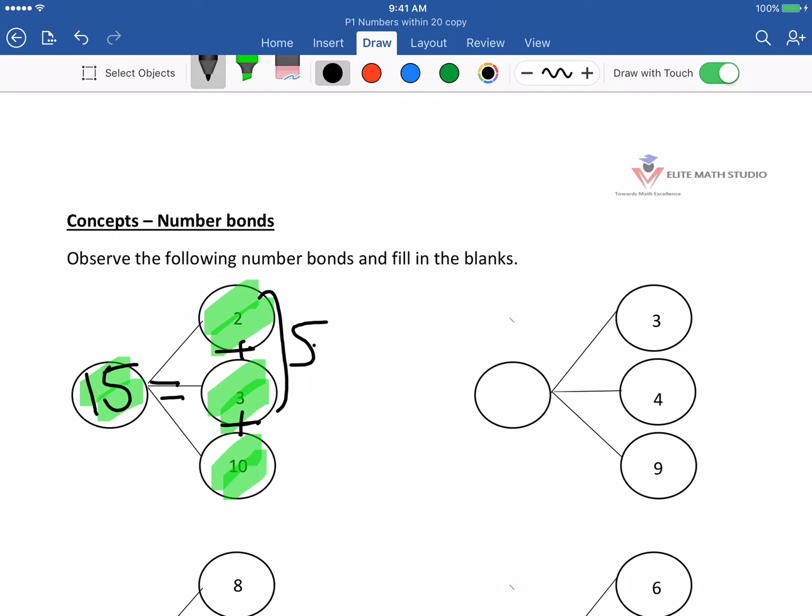Same thing, if you can do it mentally, that would be good. If you can't, just work it out. Doing working is fine. Next one, 3 plus 4 plus 9. 3 plus 4 is actually 7. 7 plus 9 is actually equal to 16.